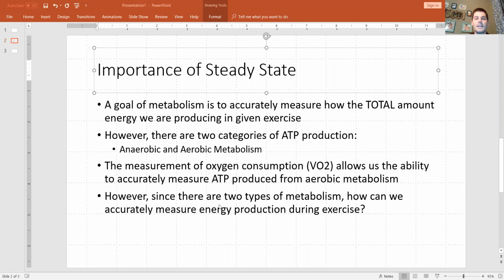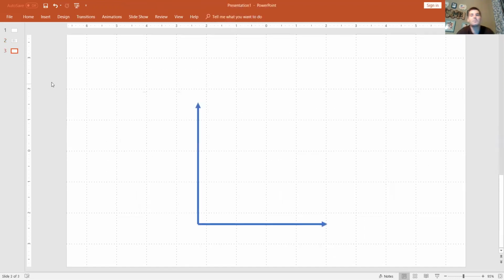But since there are two types of metabolism, how can we accurately measure energy production during exercise? The answer to that question is that we have to have a scenario in which only one is producing most of the energy. And so that brings us to the concept of steady state.